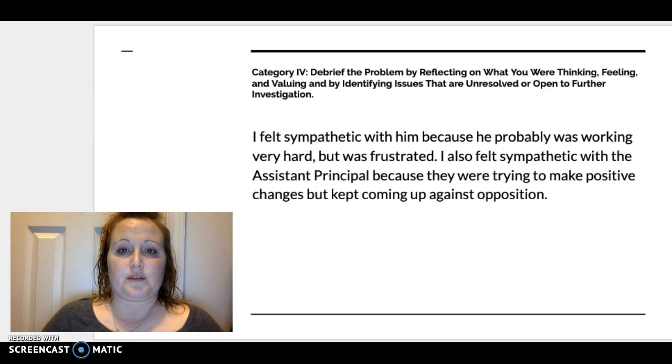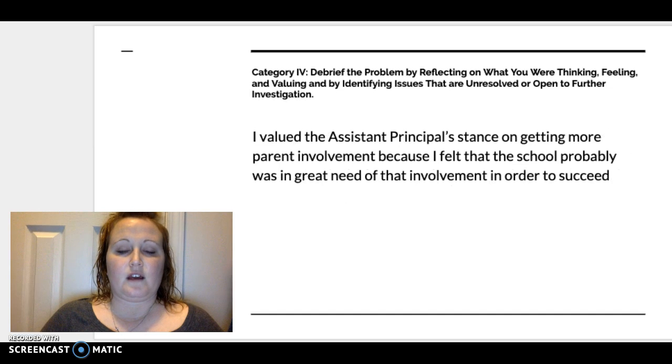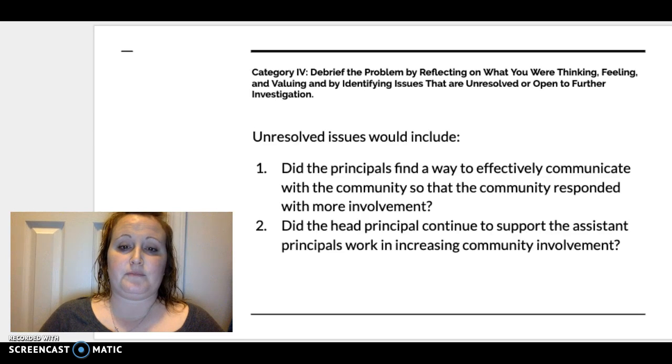I also felt sympathetic with the assistant principal because here they are trying to make this positive change, but they keep coming up with opposition. They see a problem and they want to fix it, but the solution is not as easy as they were hoping. I really valued the assistant principal's stance on getting more parent involvement, and was glad that they were able to get the principal to at least agree to a first meeting. I feel like the school probably needs parent involvement in order to succeed. And I think they've probably reached a plateau where in order to go farther, they're going to need parent involvement.